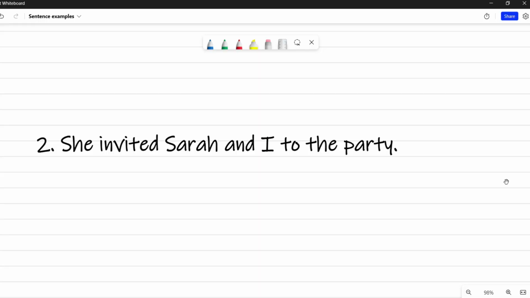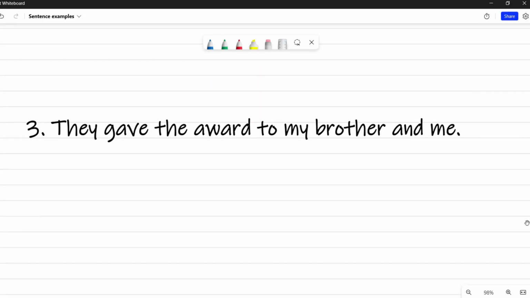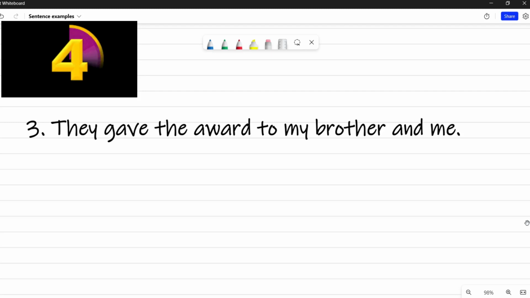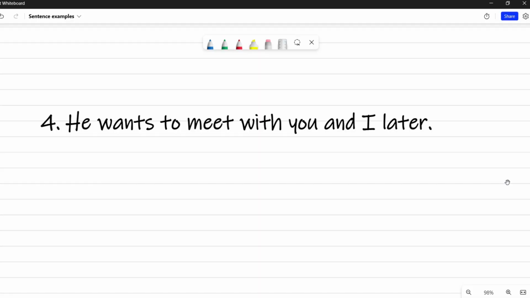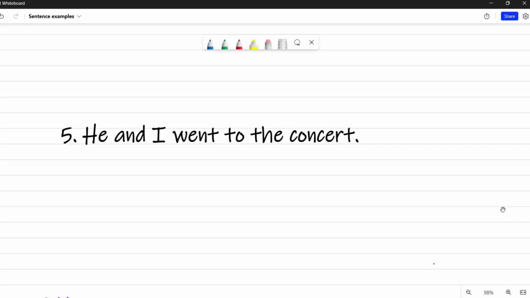Sentence number 2. She invited Sarah and I to the party. Sentence number 3. They gave the award to my brother and me. Sentence number 4. He wants to meet with you and I later. Sentence number 5. He and I went to the concert.